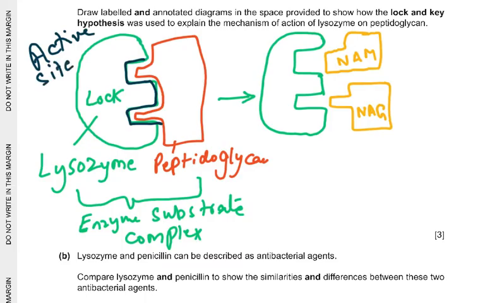Complementary shape peptidoglycan drawn and peptidoglycan labeled. Enzyme substrate complex drawn and labeled. Lysozyme with same shaped active site and 2 products, NAM and NAG drawn. So any 3 of these and you got your 3 out of 3.